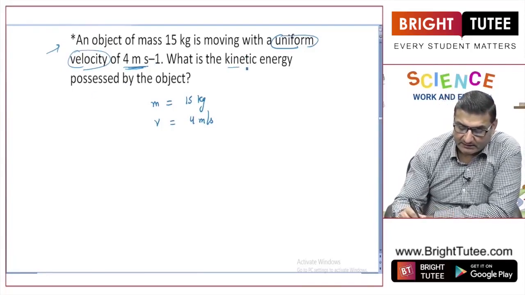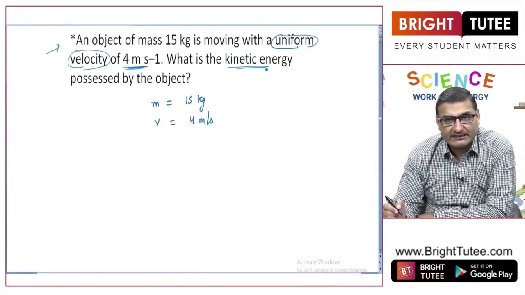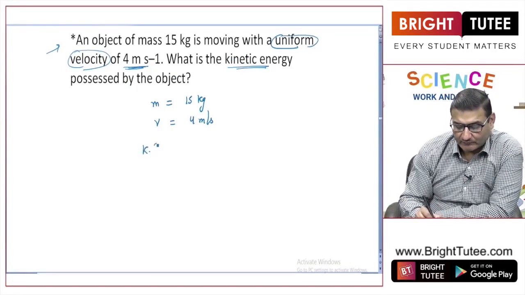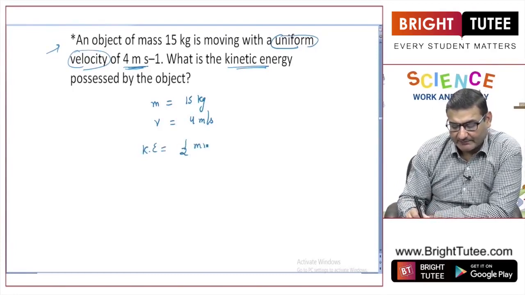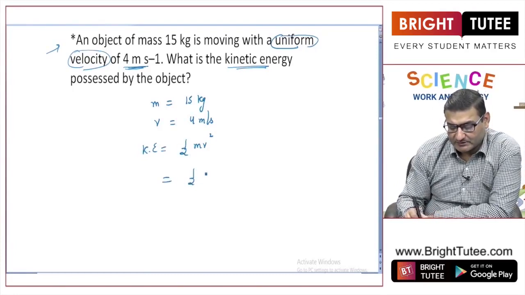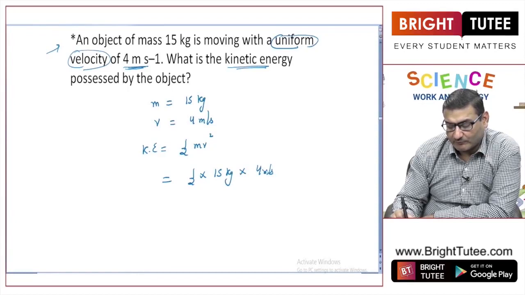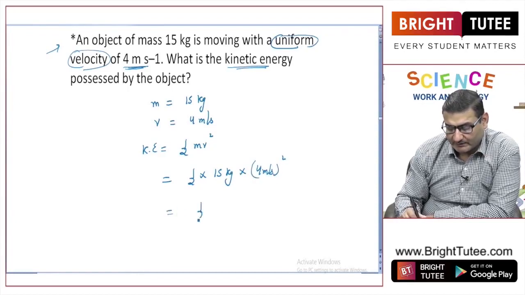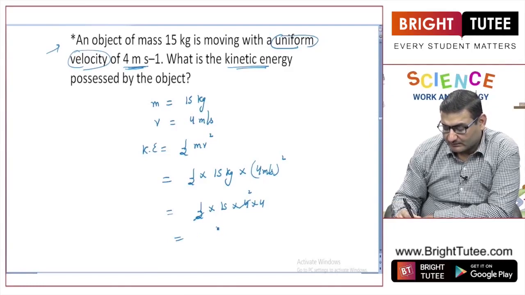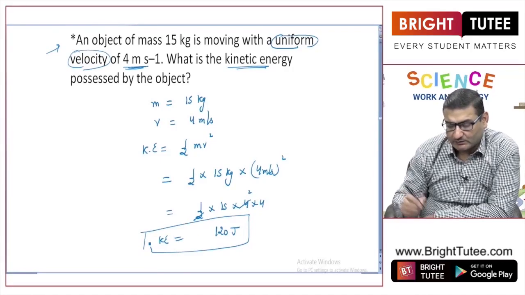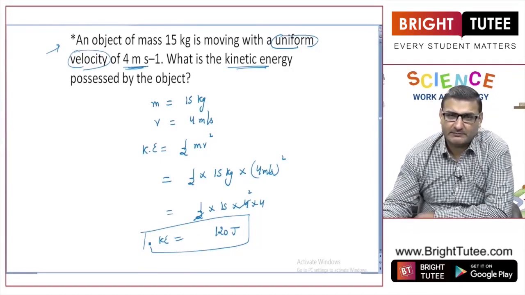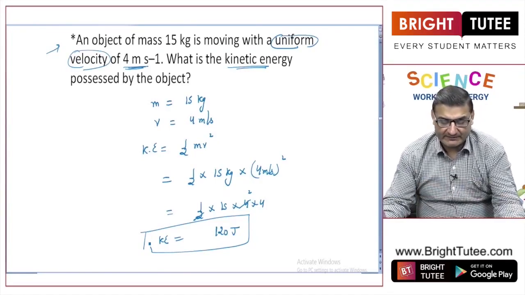We are just required to calculate the kinetic energy, and we know that the formula of kinetic energy is half mv square. Just putting the values, half multiplied by mass 15 kilogram multiplied by v square, 4 meter per second whole square, comes out to be 1 by 2 into 15 multiplied by 4 into 4. Cutting it with 2, I will get 30 and 120. This is the kinetic energy and this will be 120 joules, the answer. Simple. Clear? Fine. A very simple question.